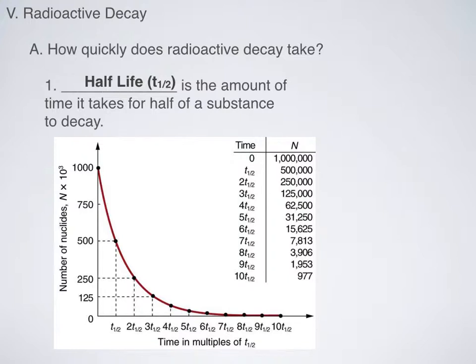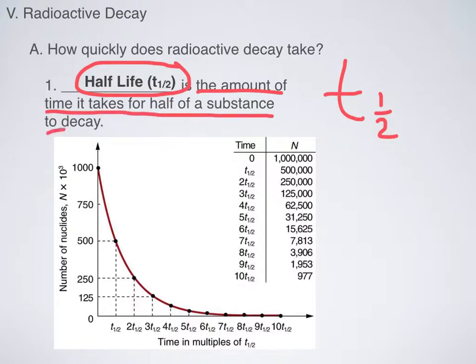So, the question that we're going to be looking at is how quickly does radioactive decay take? So how much time does it take for something like radioactive decay to happen? We talked about three types already, alpha, beta, and gamma, but now we have to talk about this concept called half-life. Now the symbol for half-life is T with a 1/2 subscript. And what that tells you is the amount of time it takes for half of a substance to decay.